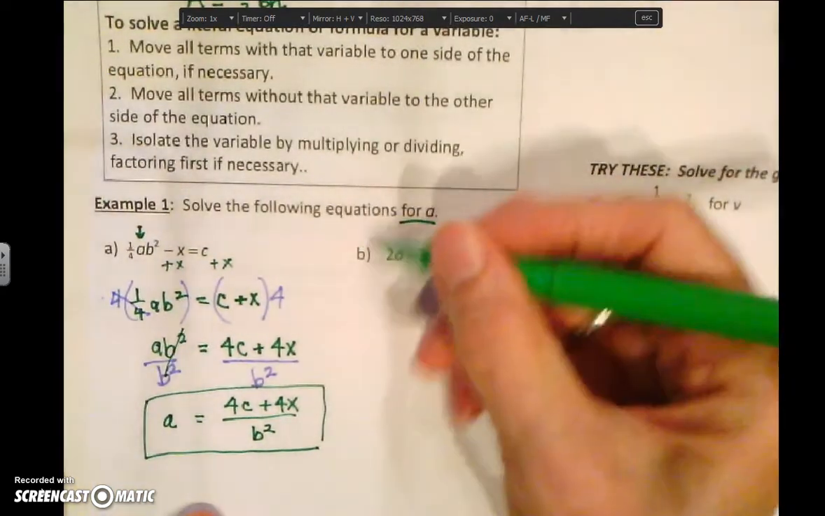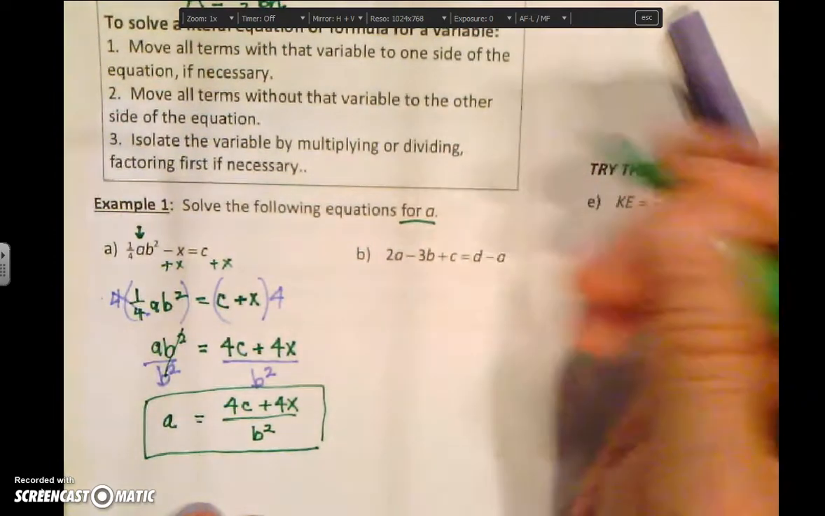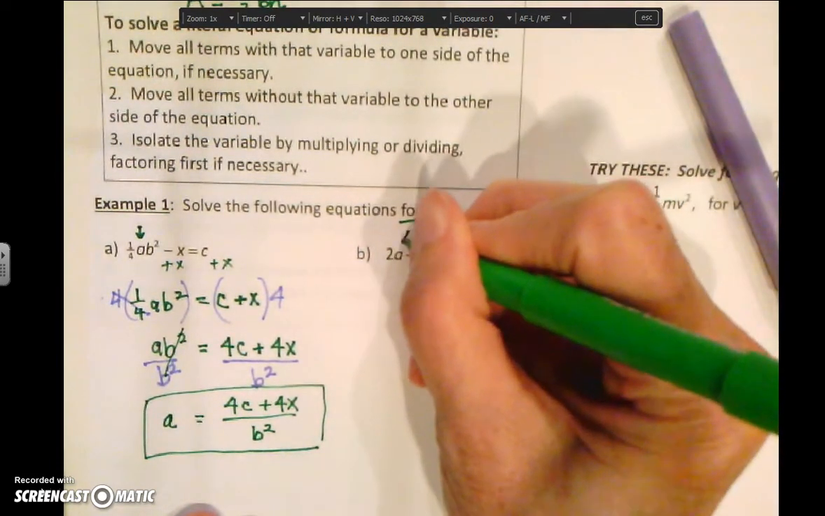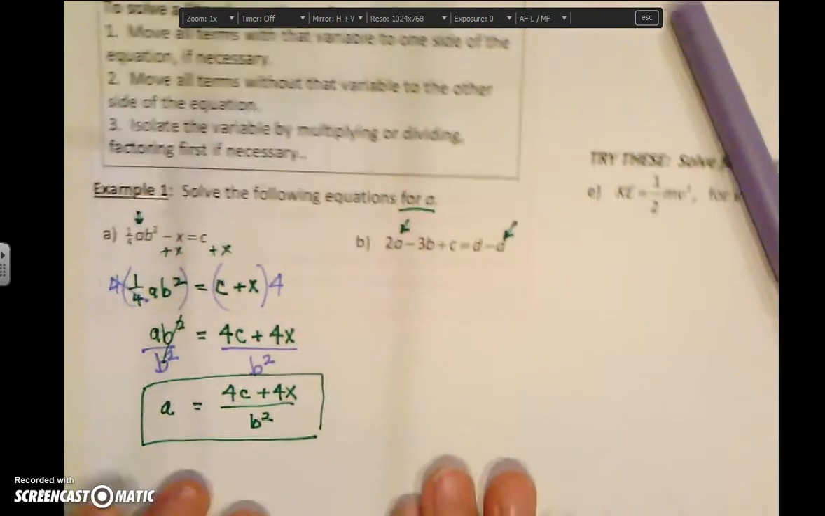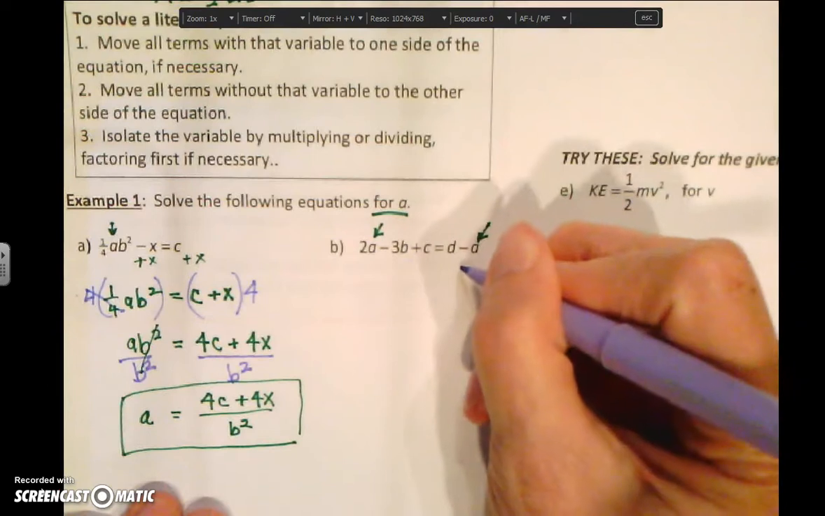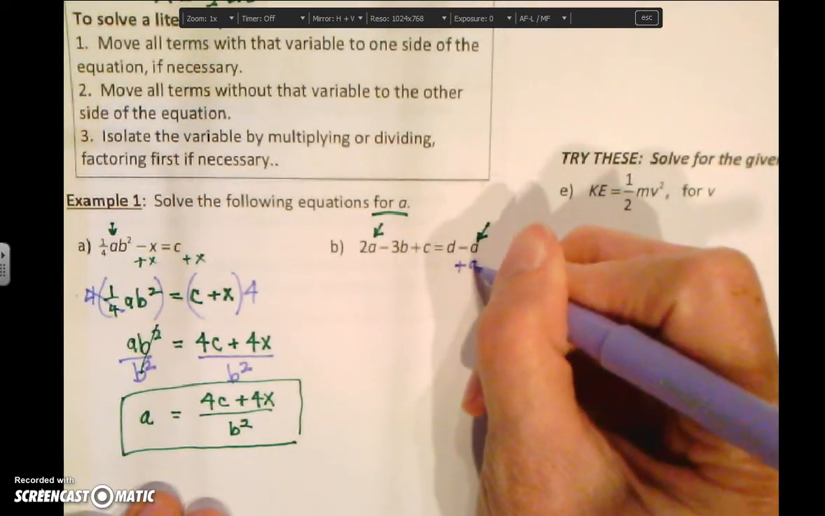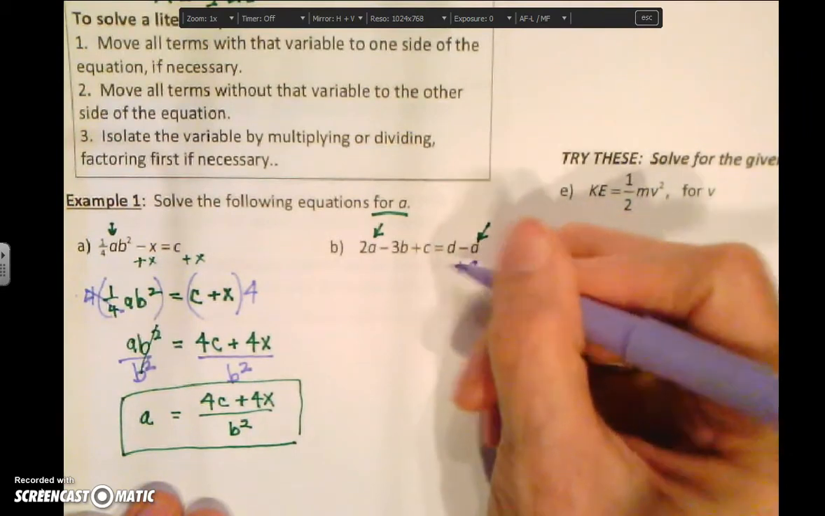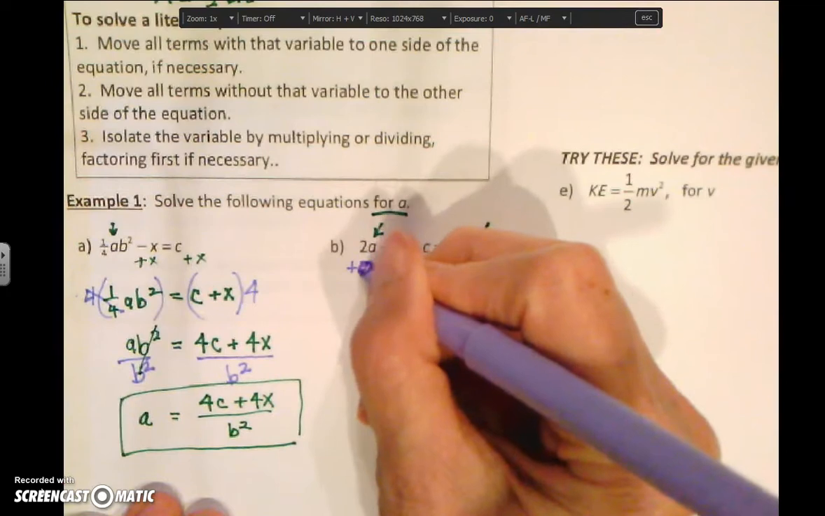B, we'll do this one. Again, we're solving for A, and I want to locate my A's. Here's an A. Oh, there's an A on this side as well right there. So I want to get my A's on the same side, so I'm going to move them to the left. So I'm going to have to add this A to get it off of this side, and I have to do the same thing over here. Oops, it's just one A.